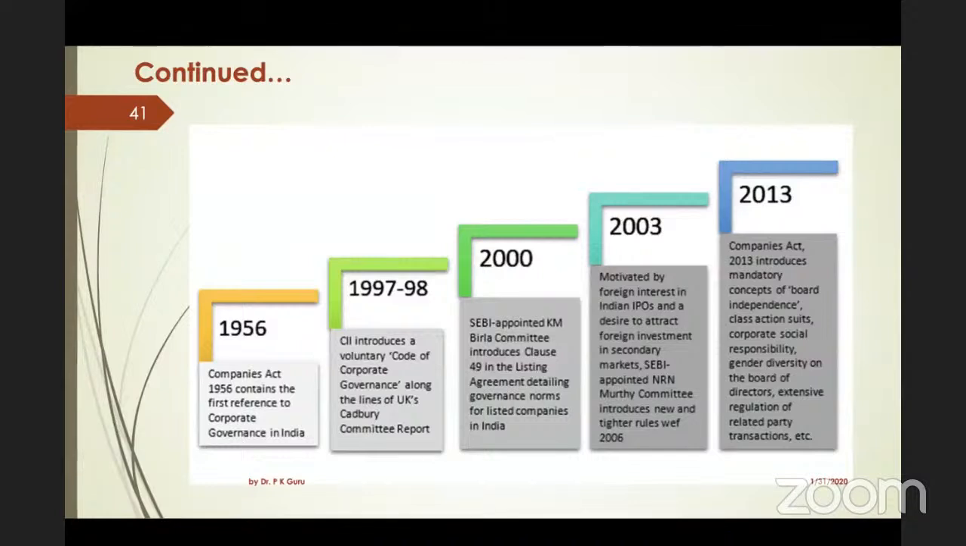The Companies Act 1956 was the first stepping stone. Then in 1997-98, CII brought a code of corporate governance. I have told you in the historical perspectives. Then in 2000, the CG-MBA committee came and said something. In 2003, the Narayana Murthy committee came and said something. And the 2013 Companies Act was totally overhauled, and detailed rules and regulations were given. So you can say the present structure of corporate governance in India is more or less guided by the 2013 Companies Act, which is influenced by all this.